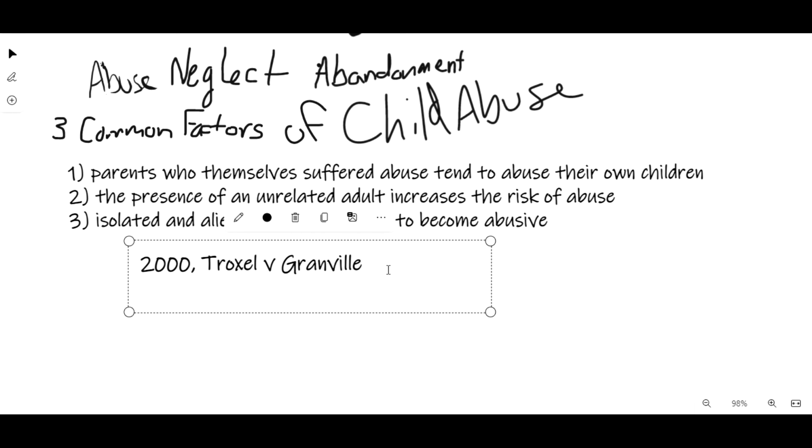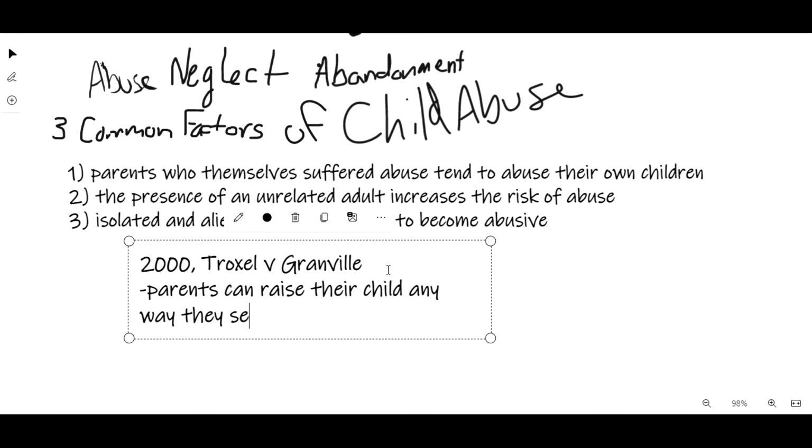So Troxel versus Granville was a court case where parents can raise a child as they see fit. This is where the idea comes from that you can't tell a parent how to raise their child. And of course, anyone goes, well, how do you stop people from abusing them?